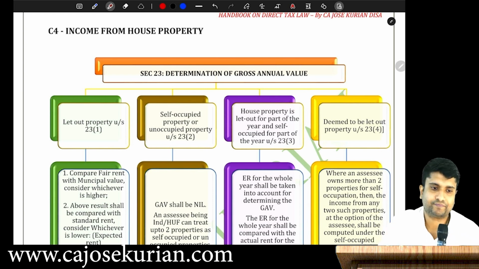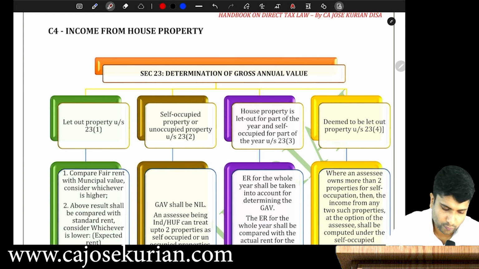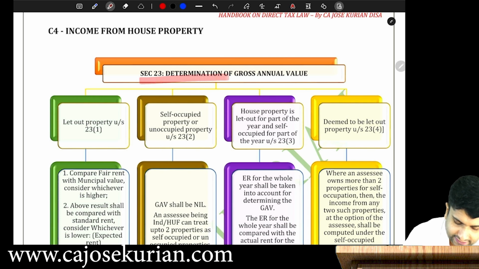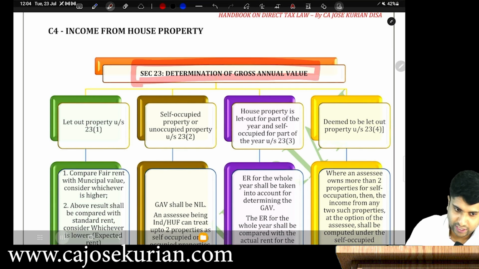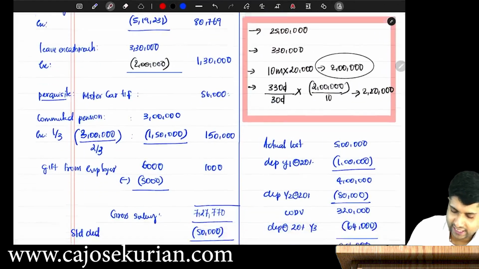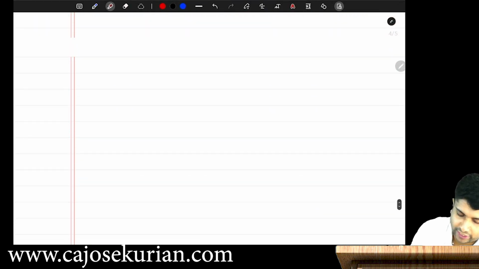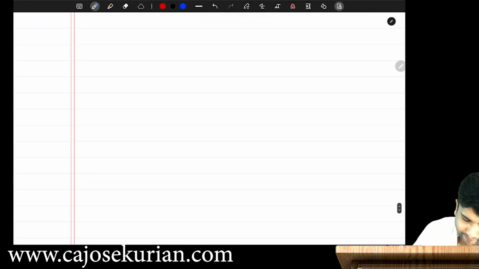So listen. Section 23, determination of gross annual value. So friends, listen. When it comes to house property, let's understand how you compute income from house property. First of all, you have to compute the gross annual value of a property.